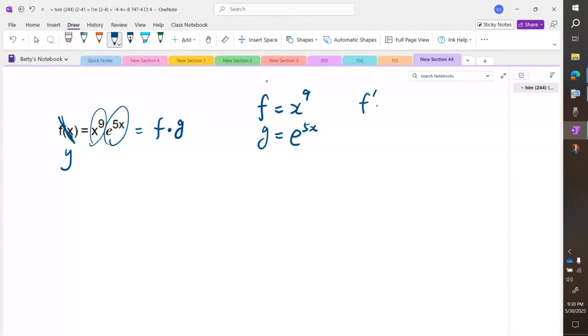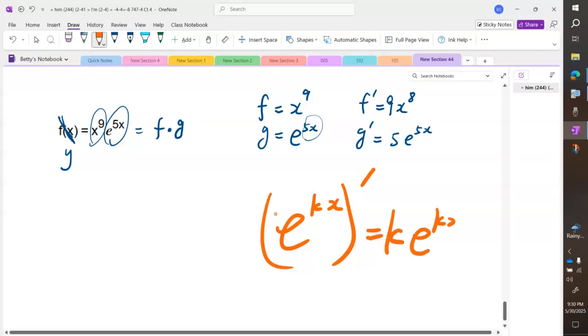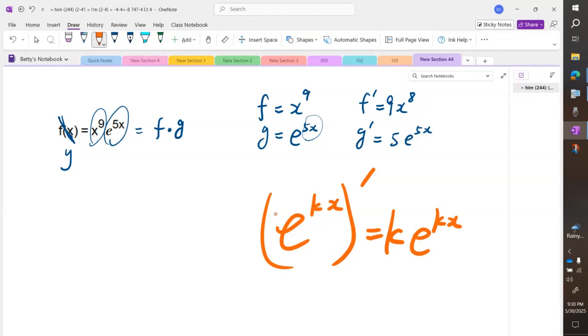Okay, so what is f prime? F prime is 9x to the power 8th. What is g prime? G prime is 5e to the power 5x. Okay, we got this by using chain rule. Outside function, derivative is e to the power 5x times the derivative of inside function. Inside function is 5x, so the derivative is just 5. You actually can try this formula if you look at the guided note carefully. I recommend you know this. The derivative of e to the power kx is k times e to the power kx.